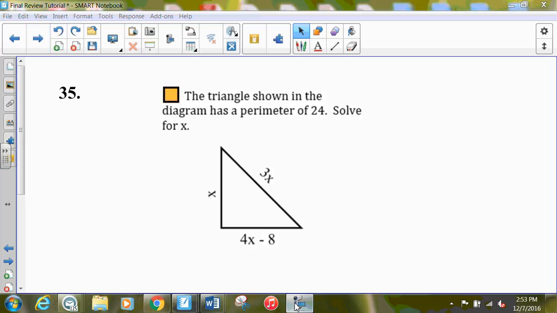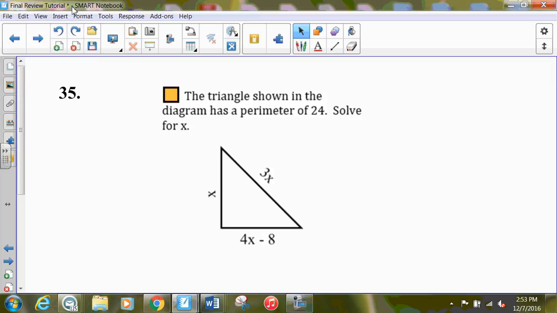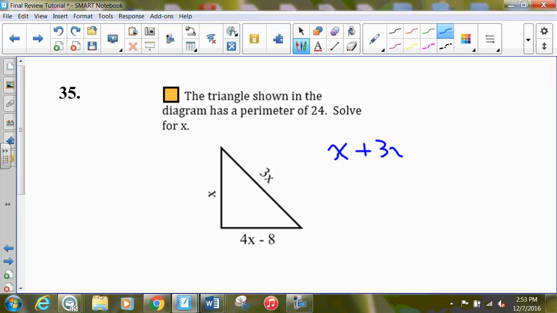All right, the triangle shown in the diagram has a perimeter of 24. Solve for x. Perimeter means we're adding the sides together, so we're going to add x plus 3x plus 4x minus 8, and that equals 24. So I'm going to combine like terms.